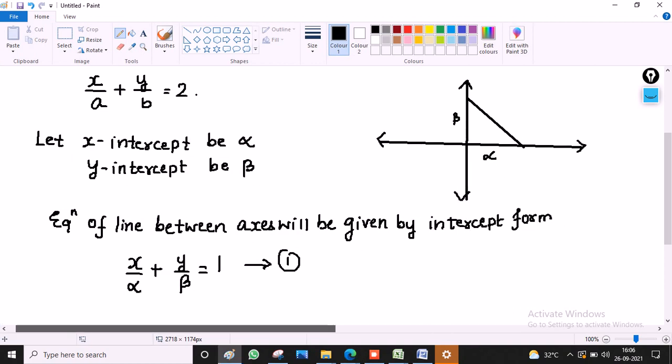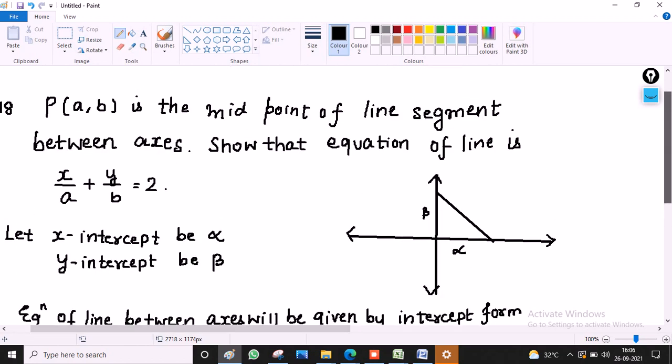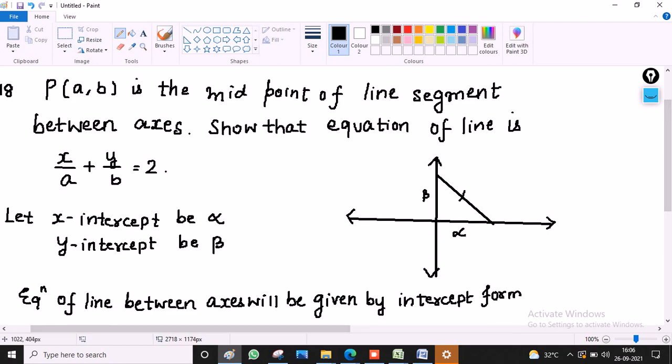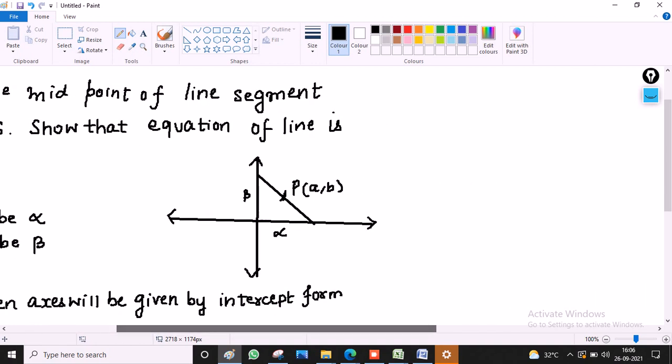Now, they gave us one more piece of information, what? P is the midpoint of this line segment and the coordinates of P are a comma b. So if the x intercept is alpha, then what will be the coordinates of point A? It will be alpha comma 0. Do you agree? And what will be the coordinates of point B? Yes, it will be 0 comma beta.